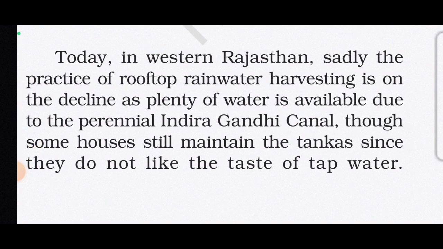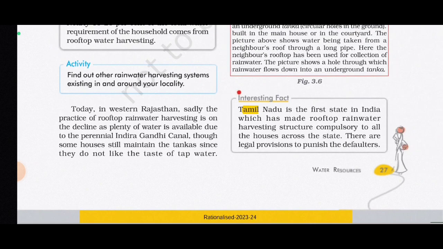Today in western Rajasthan, sadly the practice of rooftop rainwater harvesting is on the decline as plenty of water is available due to the perennial Indira Gandhi canal. Though some houses still maintain the tonkas since they do not like the taste of tap water.